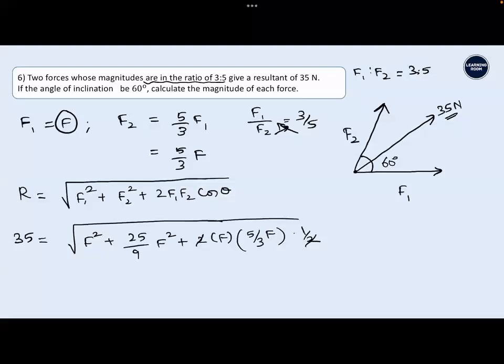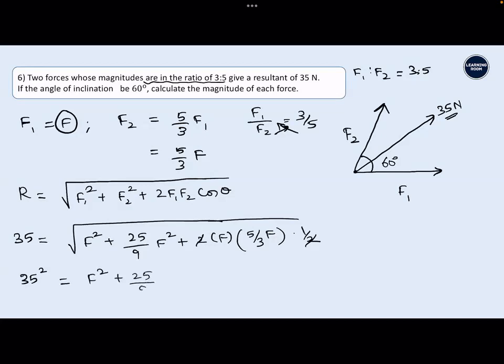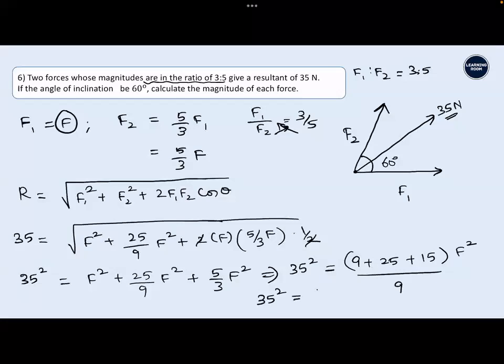So squaring on both the sides, I get 35 square is equal to F square plus 25 by 9 F square plus 5 by 3 F square, which implies 35 square is equal to, the LCM is going to be 9. So here it is going to be 9 plus 25 plus 15 F square, which is 49 F square. So 35 square is equal to 49 F square divided by 9.